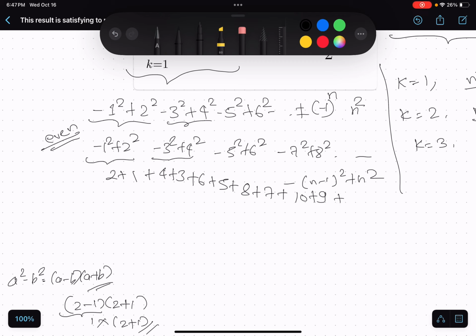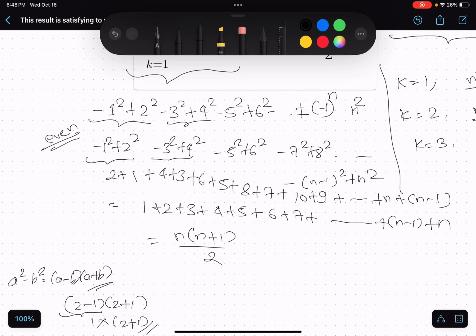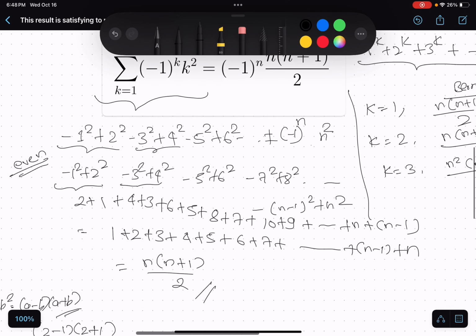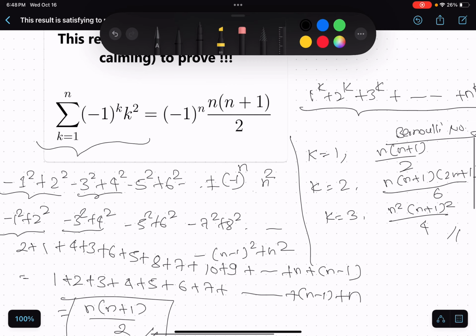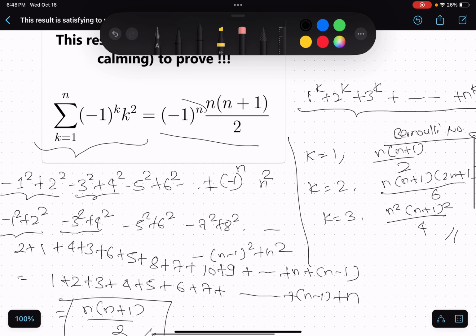And again, this goes on up to n plus n minus 1. Now, do you see that this is actually just a sum of the natural numbers? And we know that the sum of the natural numbers is n into n plus 1 by 2. So you actually saw that for n even, the answer is just n into n plus 1 by 2, which is exactly what this says. If n is even, this will just go to be 1, and that's what the result is saying.